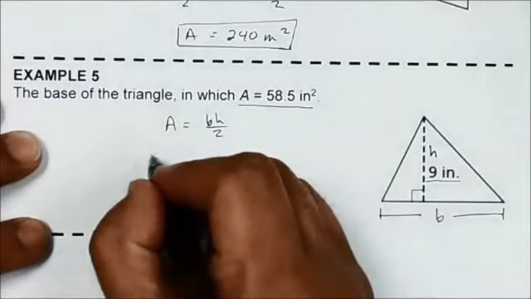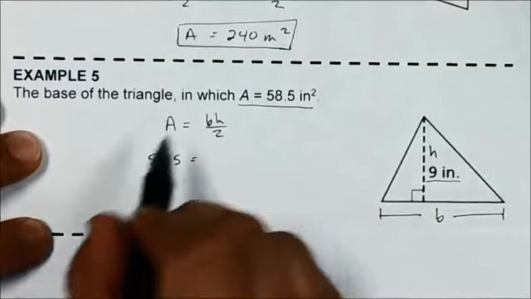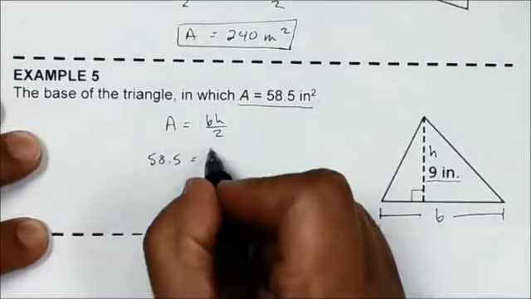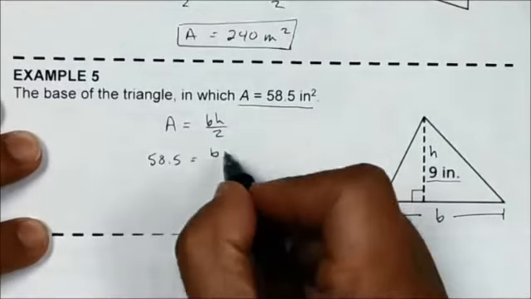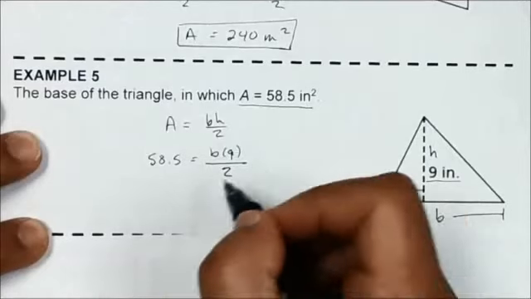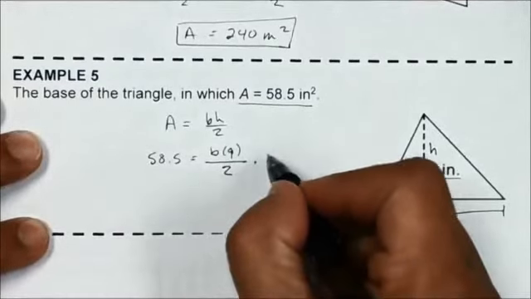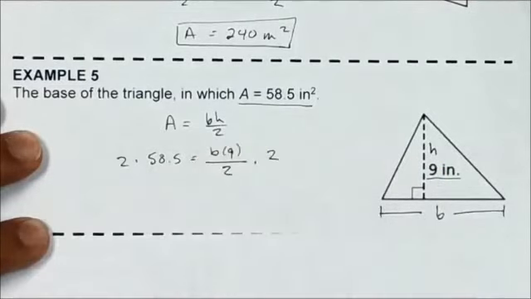Alright, so I'm going to do 58.5. I'm going to substitute what I know. 58.5 is my area. My base I don't know. My height is 9, and we're going to divide by 2. So first thing I'm going to do is get rid of this denominator. That means I have to multiply both sides by 2.